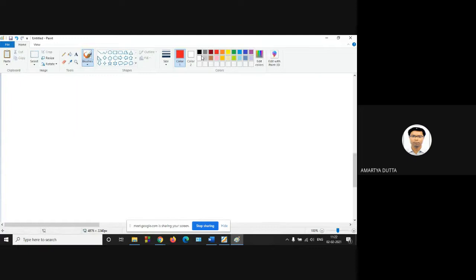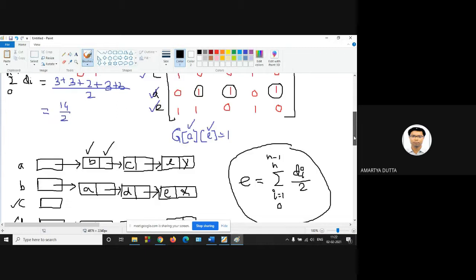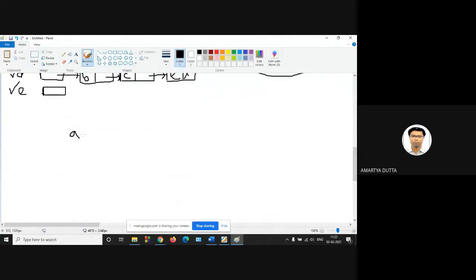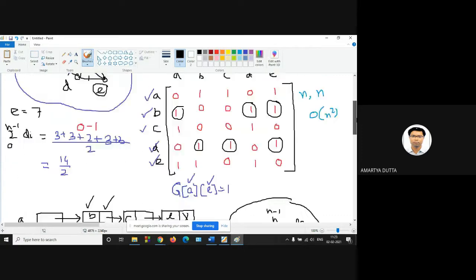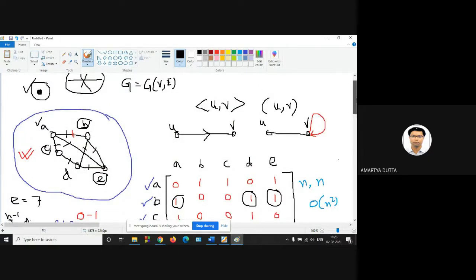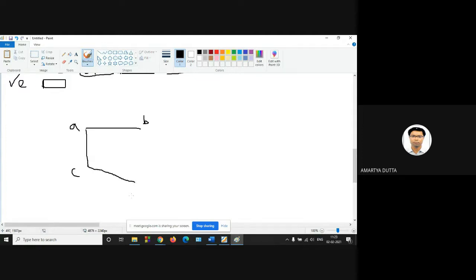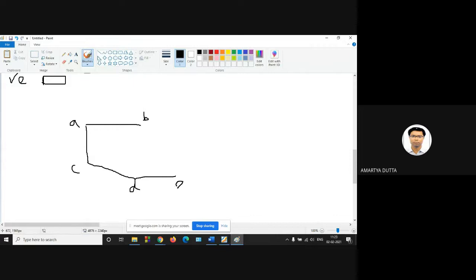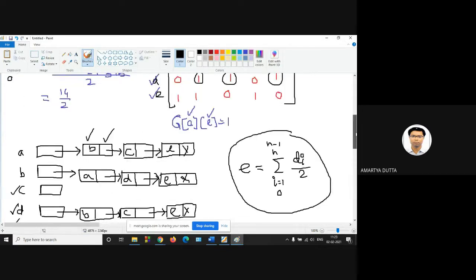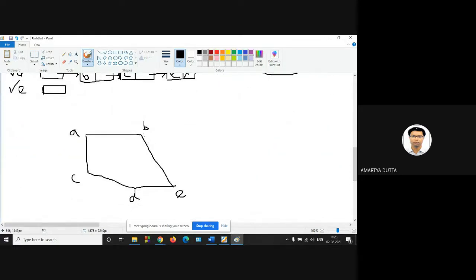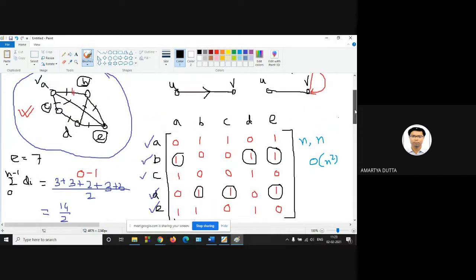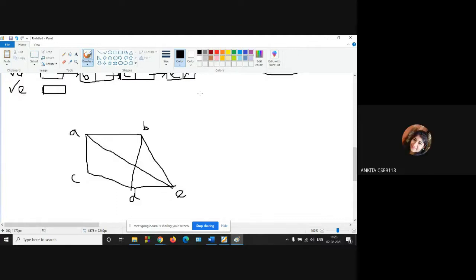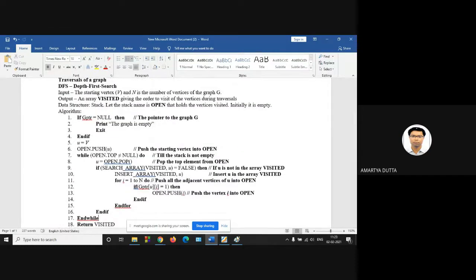So the graph is A, B, C. From A, B, and this is your C. ABC, and D. This is your D, D, E. Next one is your E. From there is a connection, and from B to D, and from A to E. Is it the correct graph? Yes, sir. Okay.